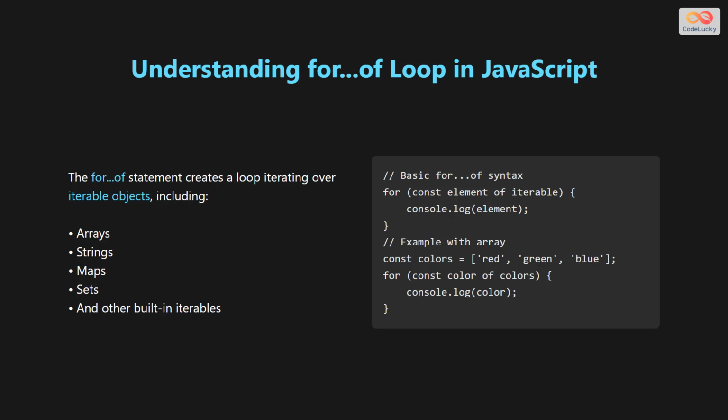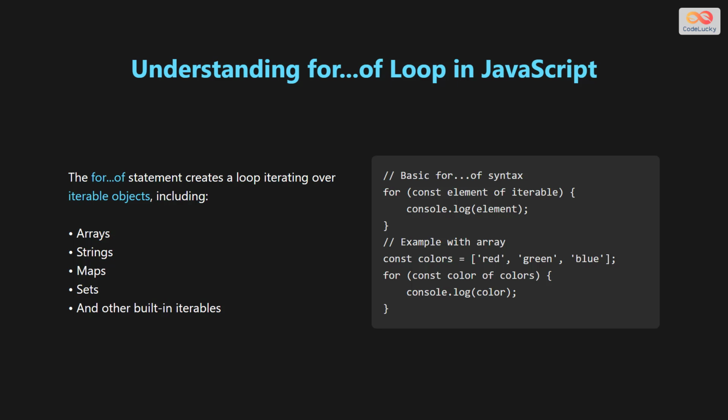The for...of statement in JavaScript is used to create a loop that iterates over iterable objects. These objects include arrays, strings, maps, sets, and other built-in iterables. The basic syntax of the for...of loop involves the for keyword followed by a constant element, the of keyword, and the iterable object. Inside the loop, you can access each element of the iterable object.